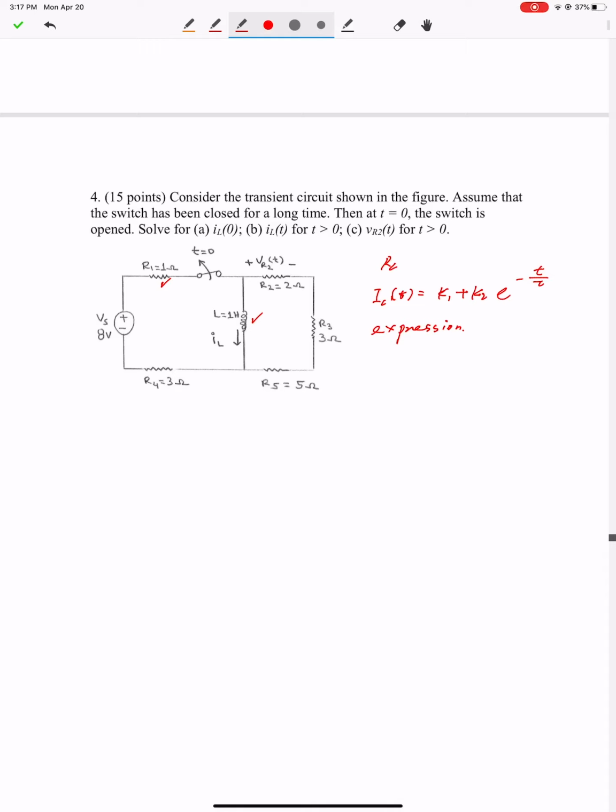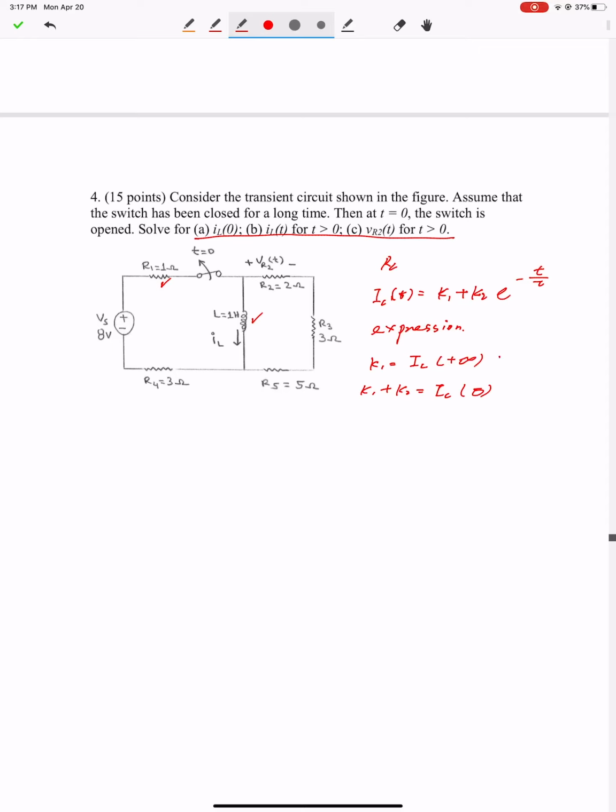And then we just need to find the values of K1, K2, and tau, so we can solve for these 3 unknowns. Okay, K1 is defined as IL at positive infinity. K1 plus K2 is IL at 0, right? Alright, so let's find IL at 0.